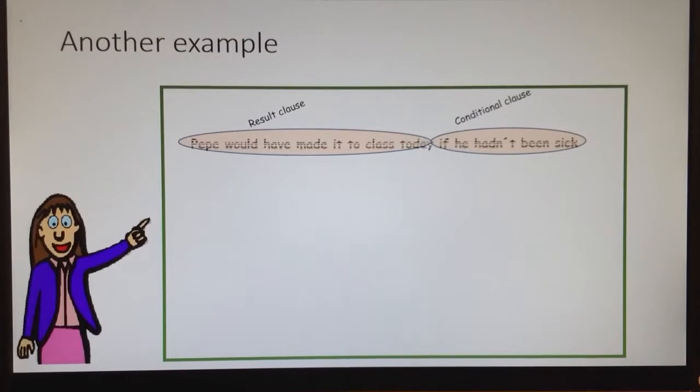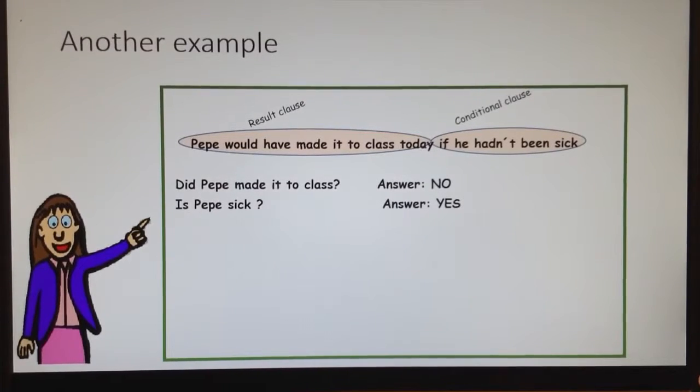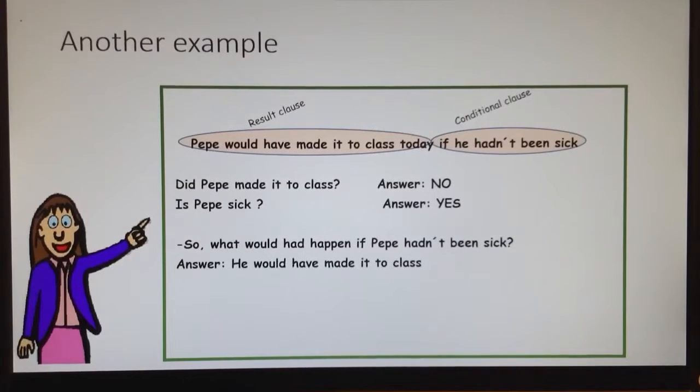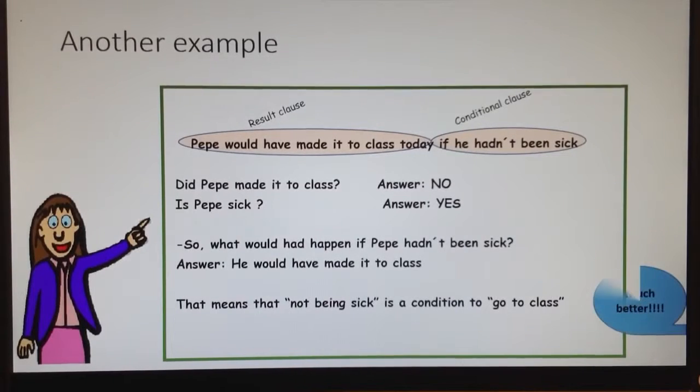Another example. Pepe would have made it to class today if he hadn't been sick. The first one is the result clause and the second one is the conditional clause. So, did Pepe make it to class? No. Is Pepe sick? Yes. So, what would have happened if Pepe hadn't been sick? He would have made it to class. That means that not being sick is a condition to go to class. Much better.